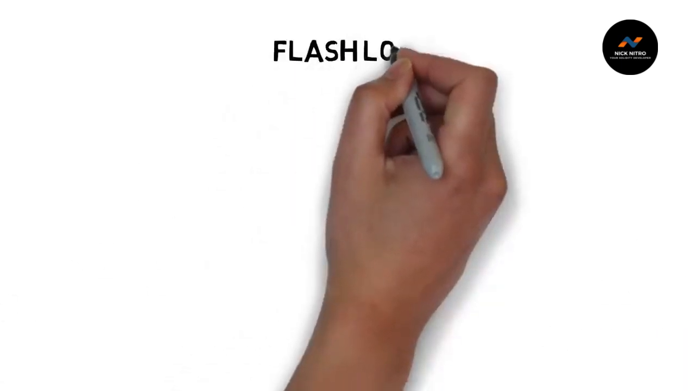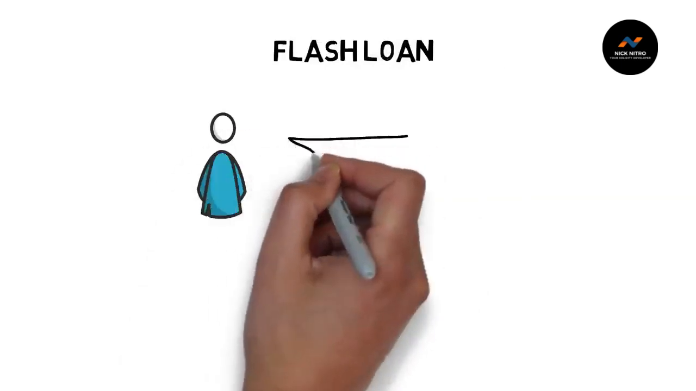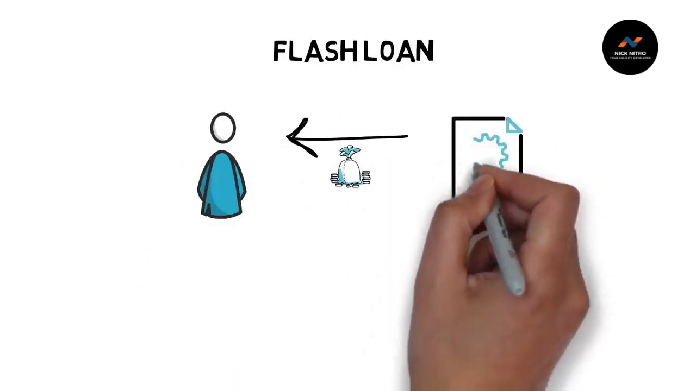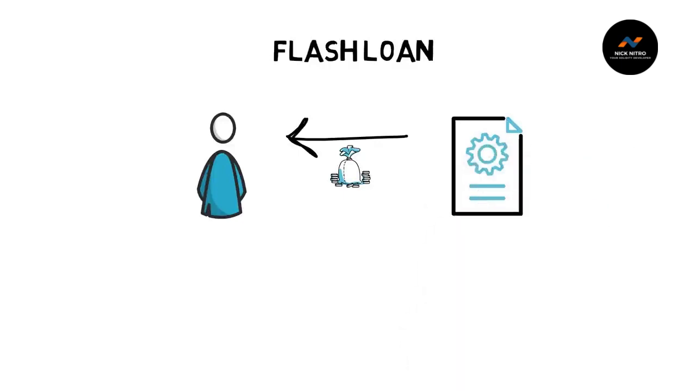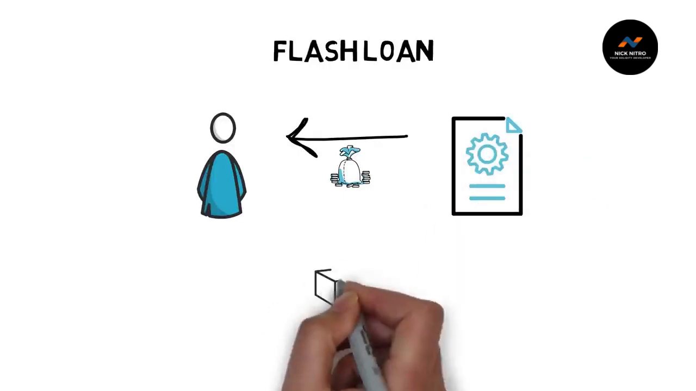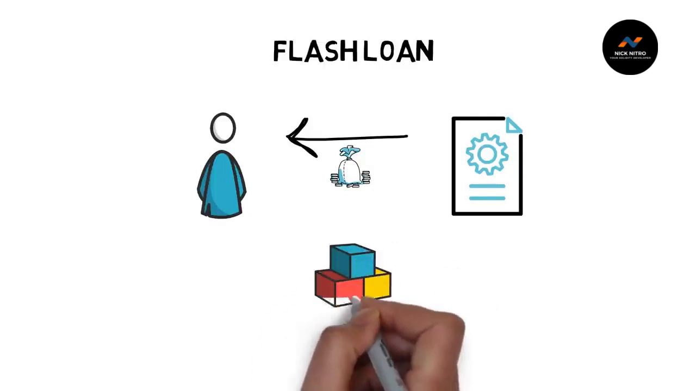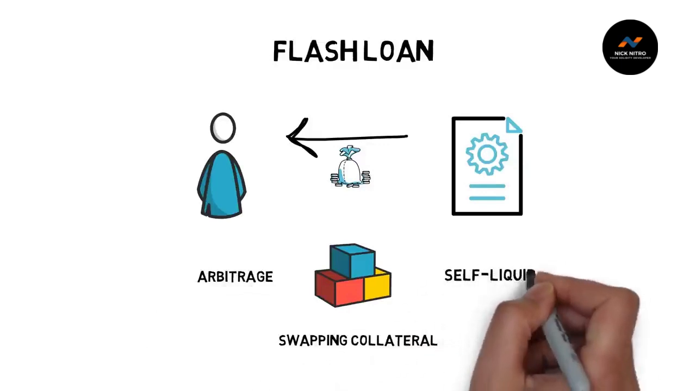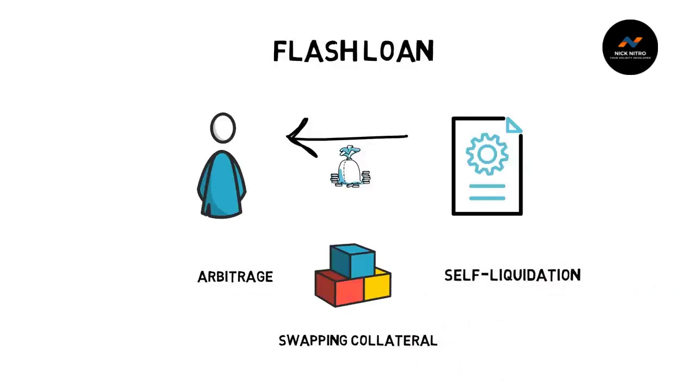A flash loan is a feature that allows you to borrow any available amount of assets from a designated smart contract pool with no collateral. Flash loans are useful building blocks in DeFi, as they can be used for things like arbitrage, swapping collateral, and self-liquidation. Flash loans, although initially introduced by the Marble protocol, were popularized by Aave and dYdX.